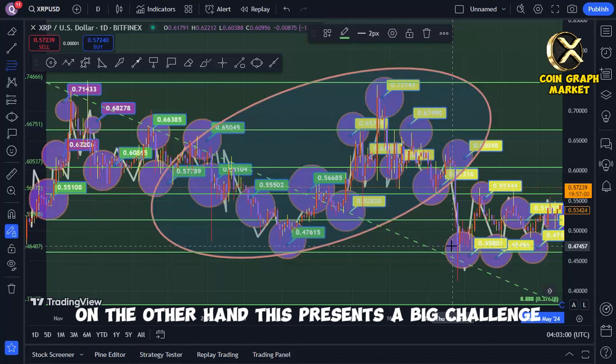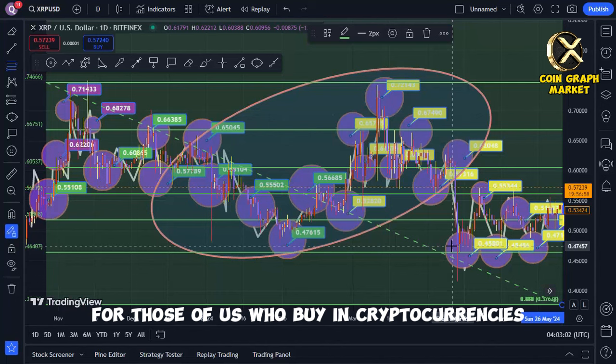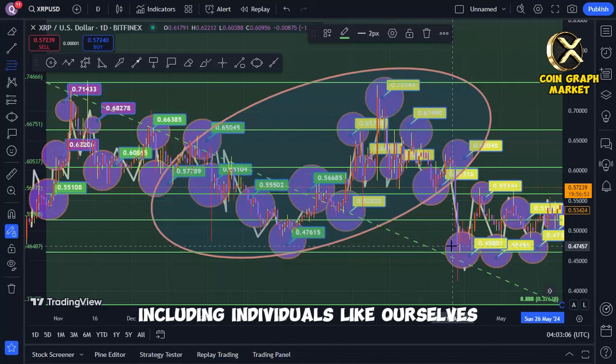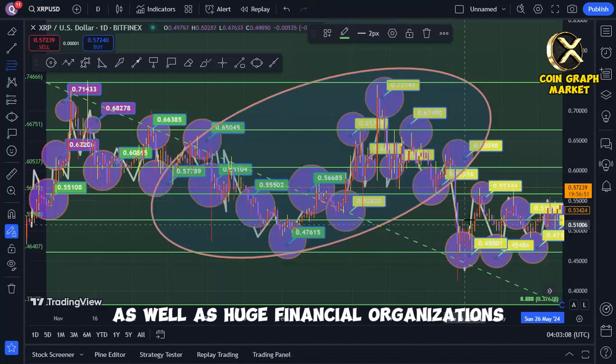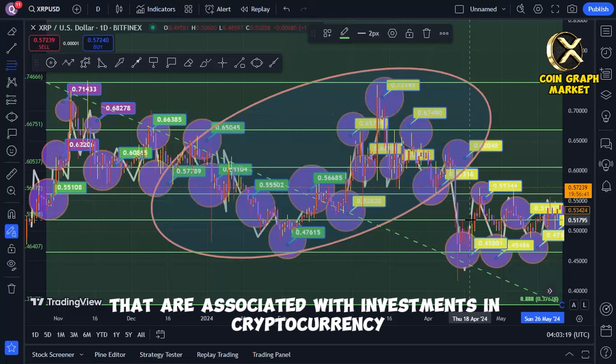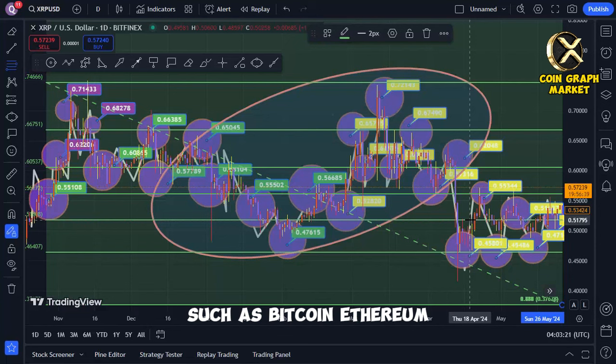On the other hand, this presents a big challenge for those of us who buy in cryptocurrencies on a retail level. A wide range of investors, including individuals like ourselves, as well as huge financial organizations, are dissuaded from actively investing due to the prevalent risk and uncertainty. As a consequence of this concern, significant sums are not invested since the perceived risk and uncertainty that are associated with investments in cryptocurrencies such as Bitcoin, Ethereum, Cardano, or any other digital asset are regarded as being too high.